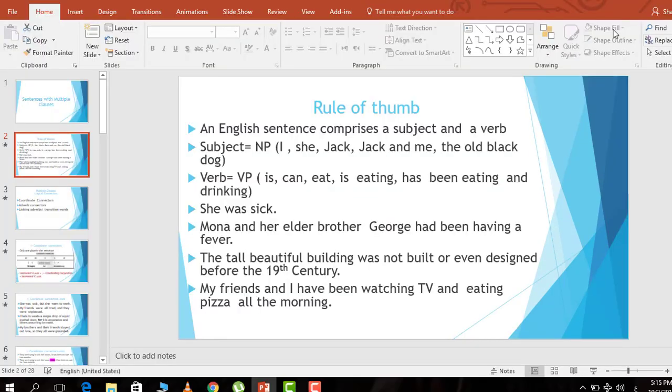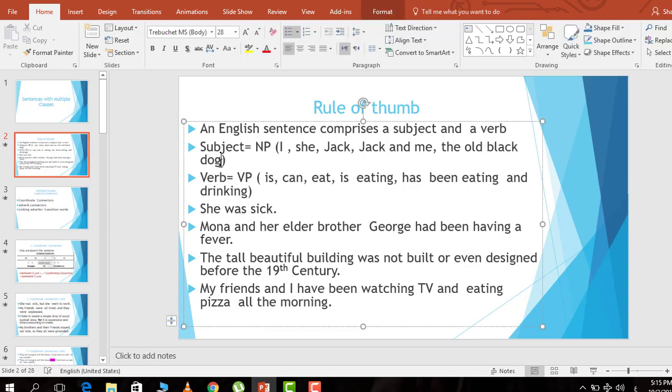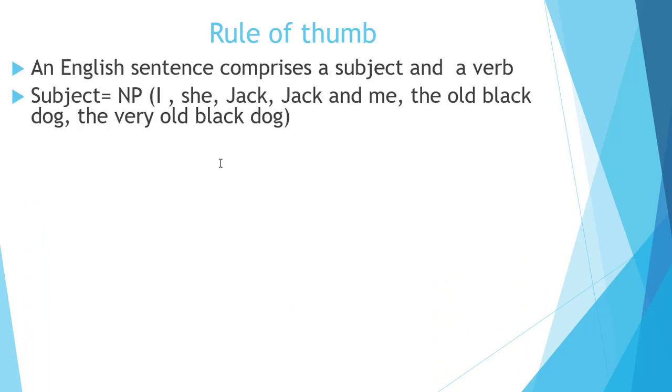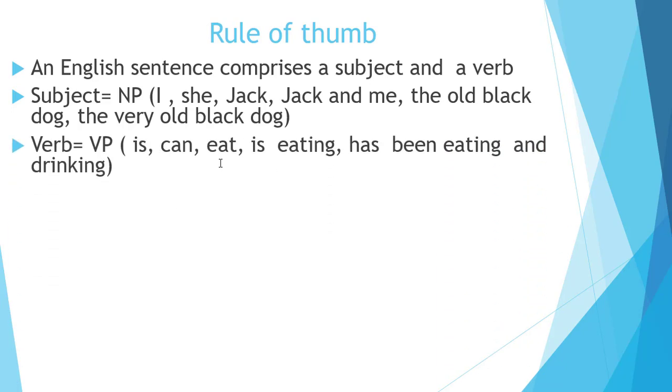Like, for example, it can be like this: the very old black dog. This is an article, the, an adverb, very, and two adjectives, old, black, and a noun, dog. This is all a subject. It's all a noun phrase, okay? And a verb phrase. What is the verb phrase? It can be simply is or can or eat. It can be two words like is eating, an auxiliary and gerund, ing. It can be has been eating and drinking. This is all a verb phrase, okay?